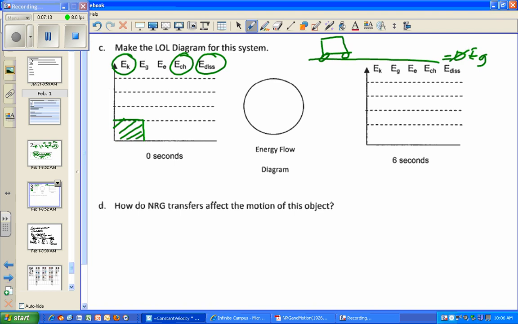3 bars? Are we going to have a lot at the beginning? Probably. Okay, so 3 bars of ECH. What about EDIS? 1. Probably a small amount again to start with, because the object hasn't been moving very long. Okay.